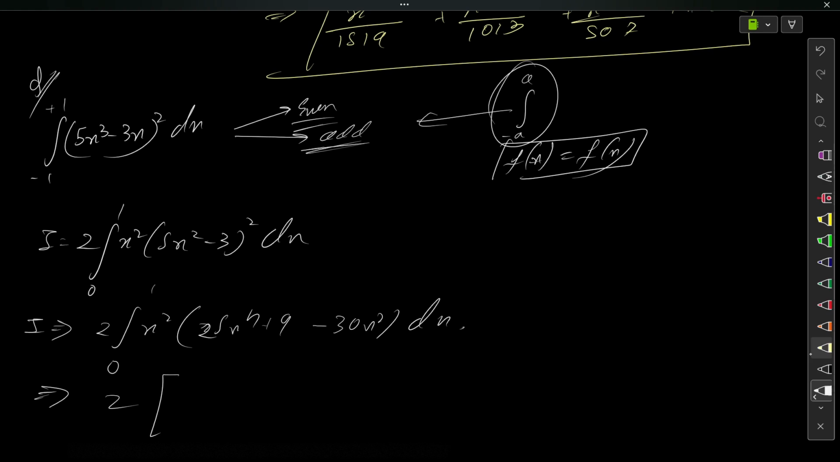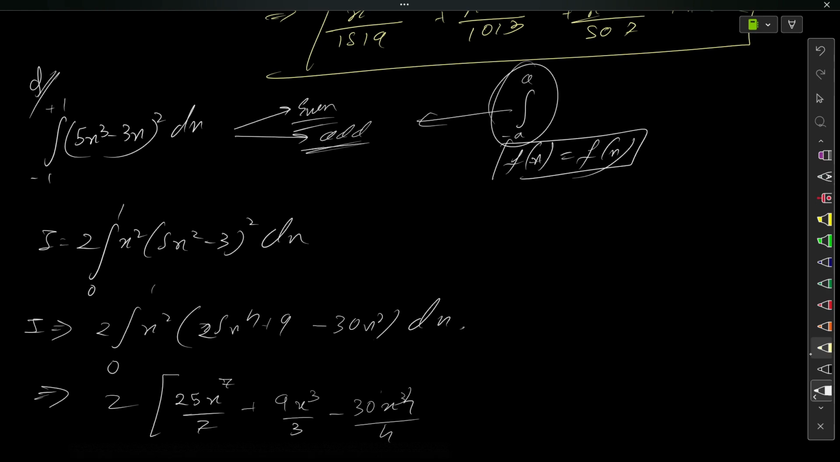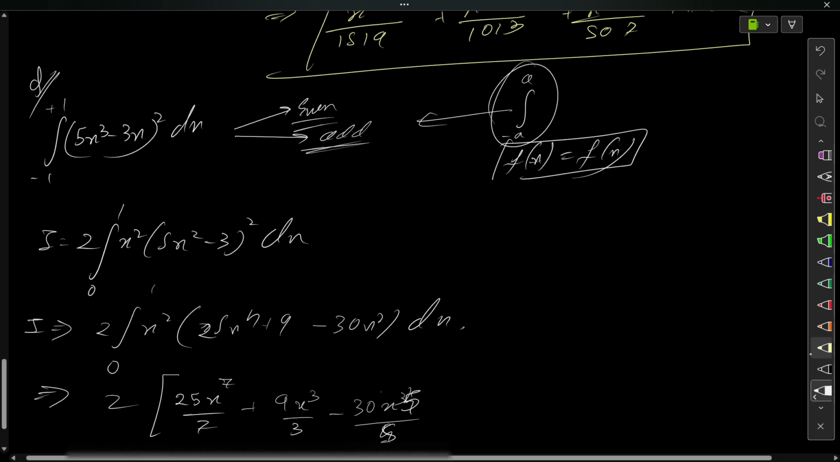So this is like 2 times 25 x to the power 7 by 7 plus 9 x to the power 3 by 3 minus 30 x to the power 5 by 5. But wait, sorry, it's x square times x to the power 4, so 7, and x square times x square is 4, so 5. Yeah, plus c.